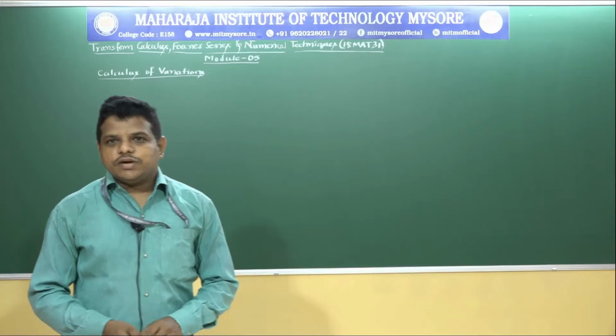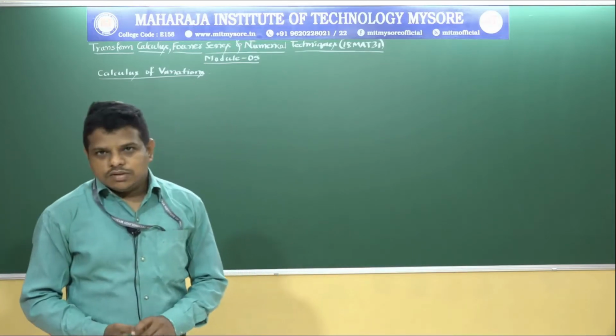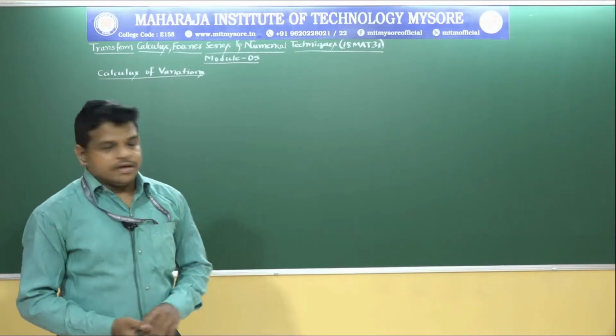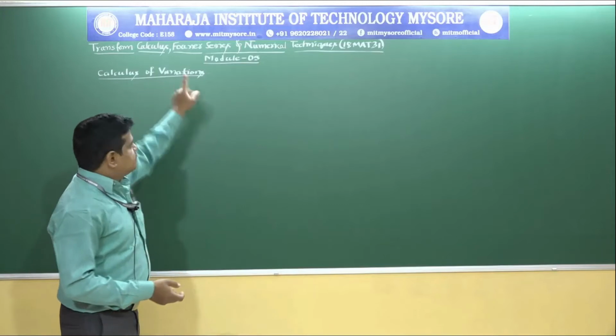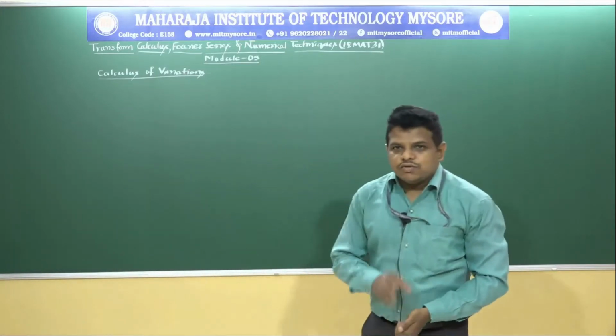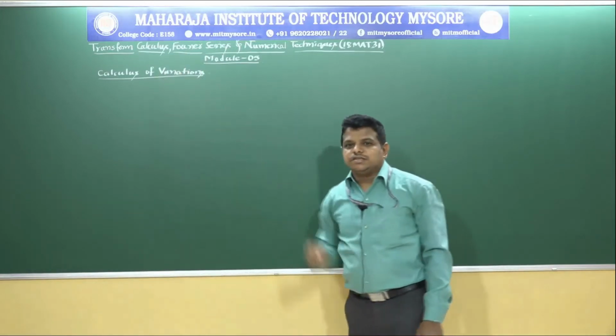In your last class, you studied about the Milne's predictor and corrector method. Now, in this session, I am going with the next topic of module number 5, that is calculus of variation. Calculus of variation means variation, the term indicates the changes.